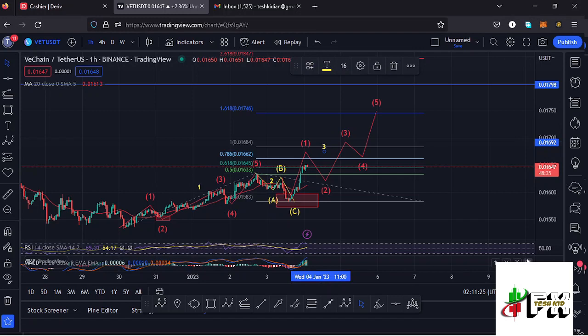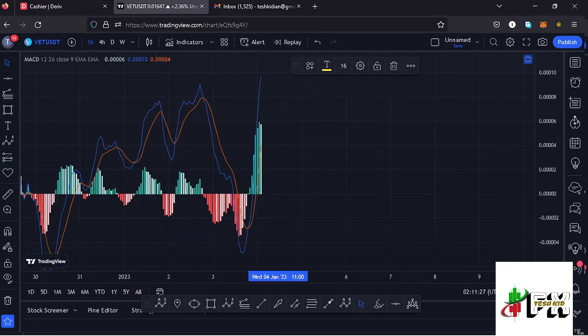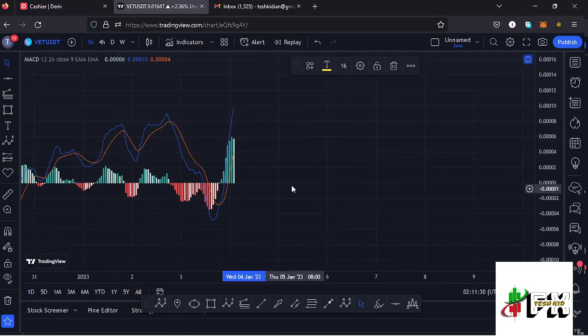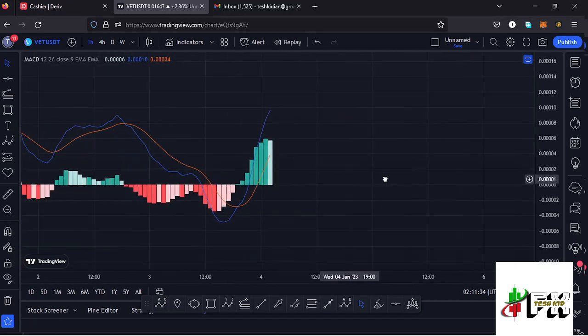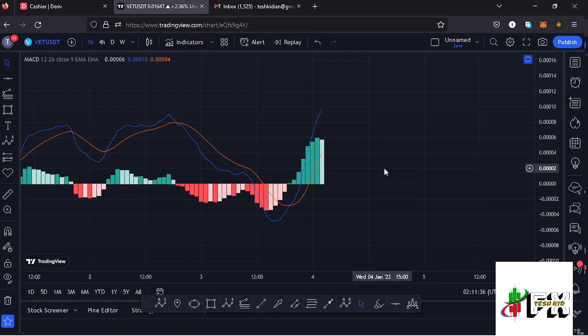Also taking a look at the MACD, on the MACD we had printed a bullish cross, but we have started to see a bit of a decrease in the buying momentum, meaning soon we might be able to print a bearish cross. So let's be patient and see how that plays out, and I'll keep you updated.